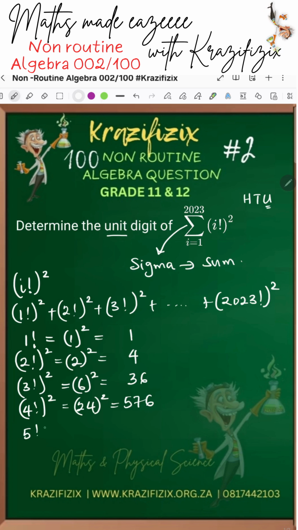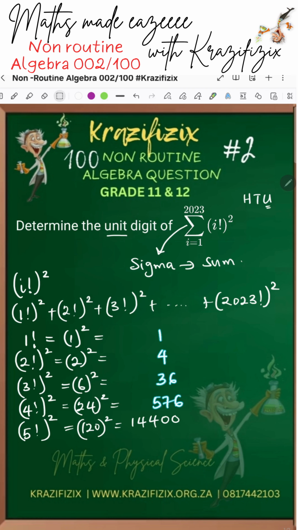Now, what is 5 factorial? 5 factorial would be 120. You can even use your calculator to check that. And 120 squared would be 14400. Now, if I were to continue, it's going to be a very big number. But let's start looking at patterns. I want us to start looking at patterns.